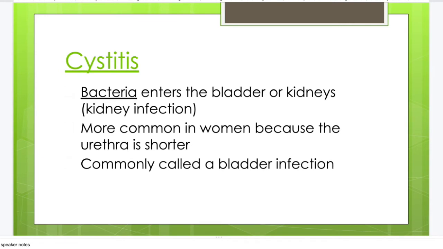Next, we have something called cystitis. That is when bacteria enters the bladder or the kidneys. So it can be a kidney infection, it can be a bladder infection. This cystitis is more common in women because the urethra is only an inch. So it's a shorter distance for bacteria to enter to cause that infection in the bladder or the kidneys.